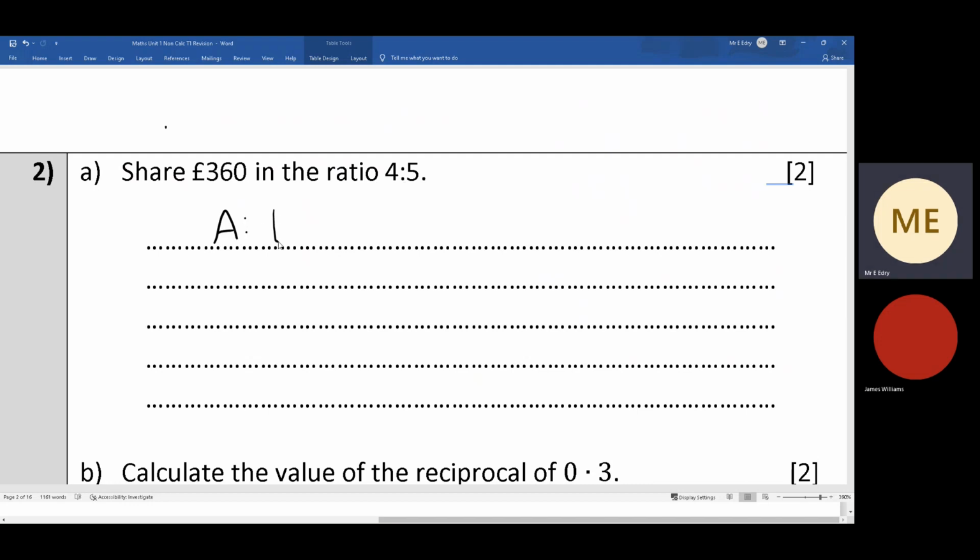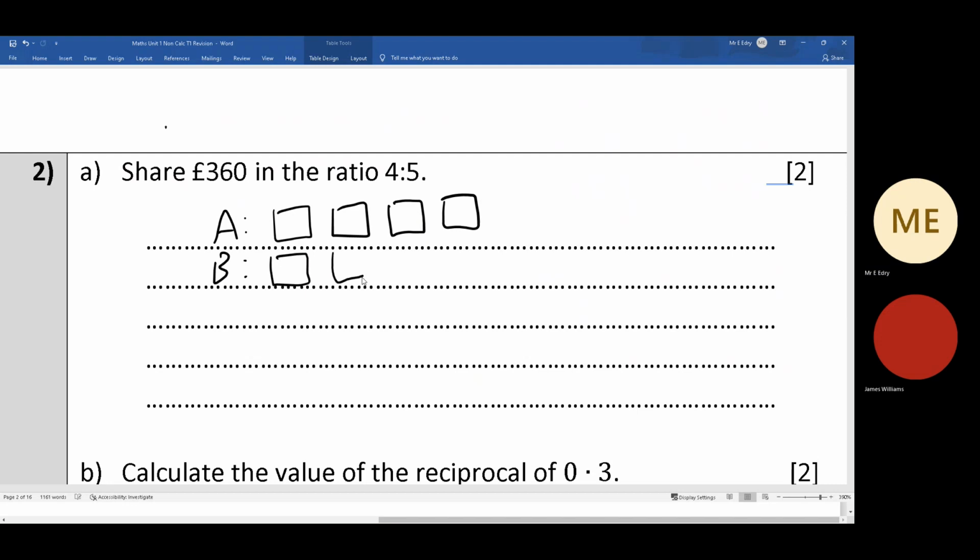So that means we've got 4 parts, and the other person's got 5 parts. So can you work out how much each person would get? Can you have a go at that one, please? So you've got to work out how much one part is worth, and then work out how much 4 parts and then 5 parts are worth.